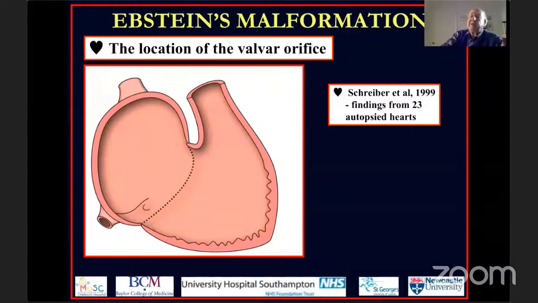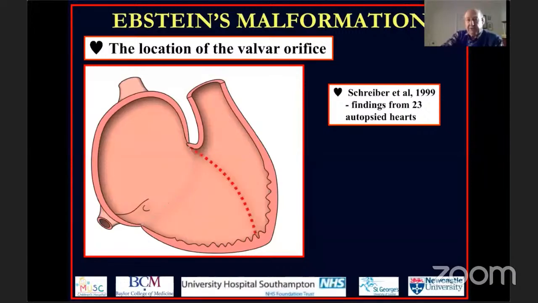So Christian Schreiber, very sadly no longer with us, a brilliant young German pediatric cardiac surgeon, very sadly passed away with a wasting disease a couple of years ago. Whilst I was still at the Brompton Hospital, Christian came to London and spent 6 months working with me there. And Christian put together the findings from 23 autopsied hearts with Ebstein's malformation. And here you see the location of the valvar orifice in these 23 hearts.